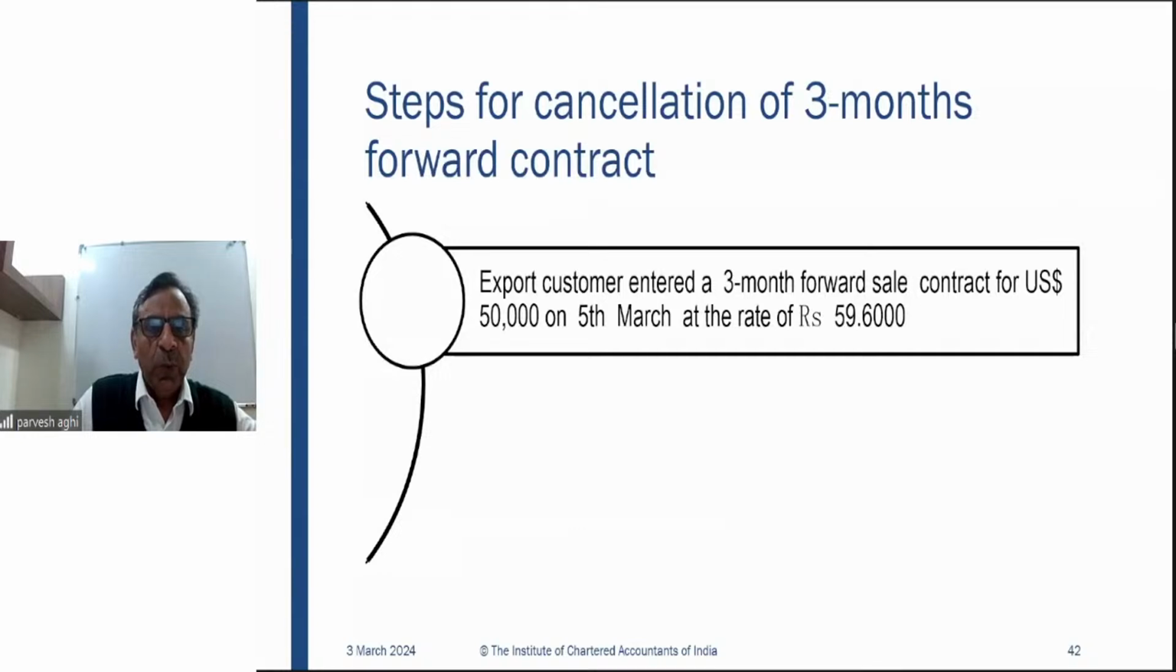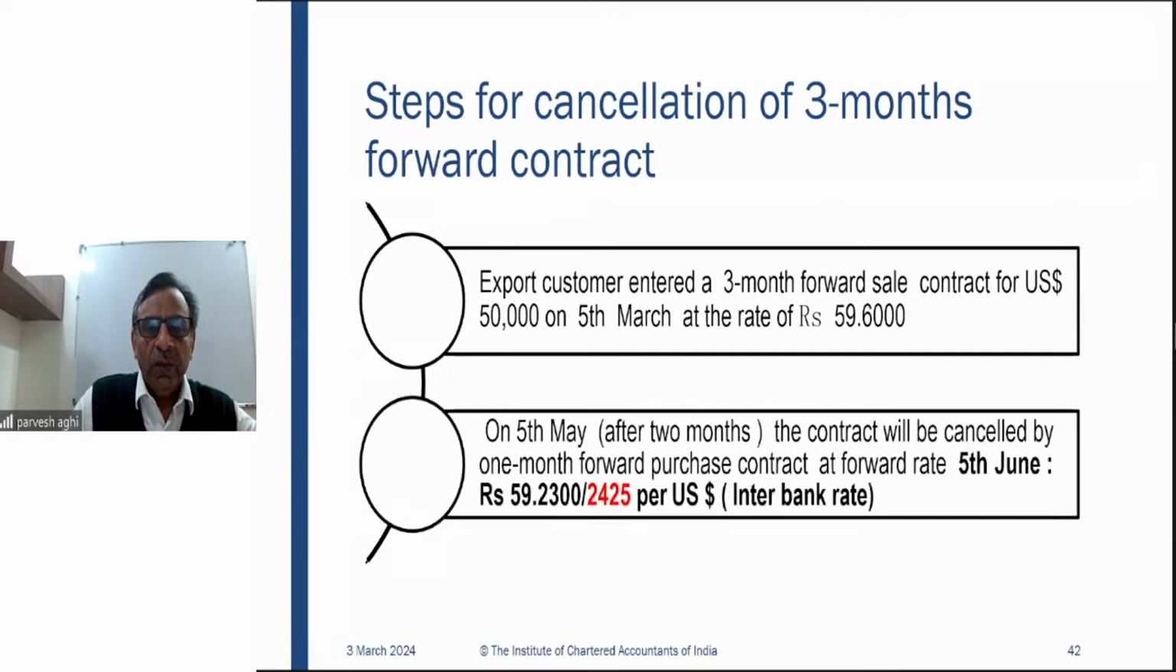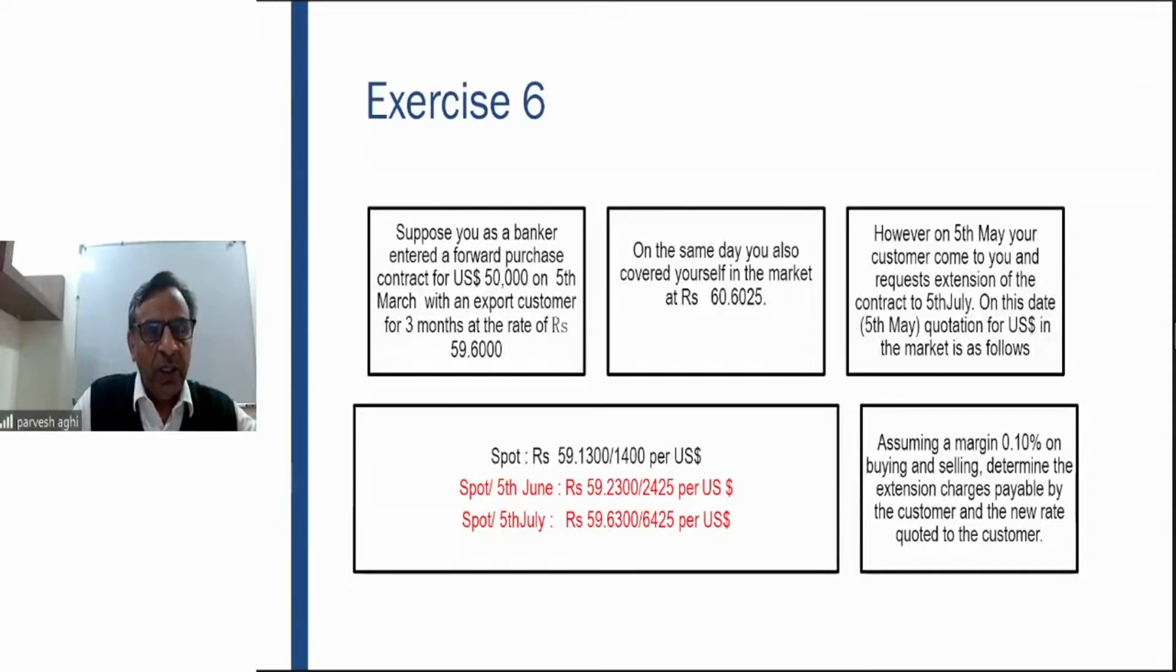So this is an exporter who entered into a 3 months forward contract. After 2 months, he is going to cancel. So he is going to cancel at the 1 month forward purchase contract rate. That's why we have taken the 5th June and not the 5th May. Now there is no number for 5th May. So here he's going to cancel the contract.